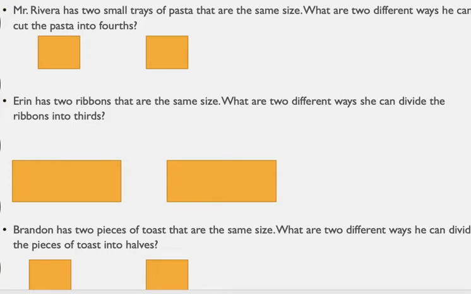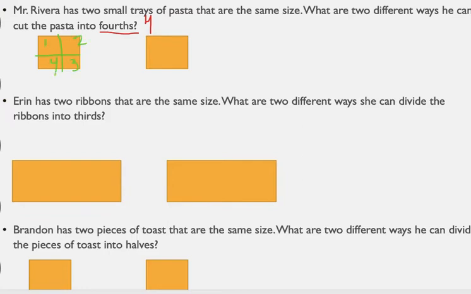This problem says Mr. Rivera has 2 small trays of pasta that are the same size. What are 2 different ways that he can cut the pasta into fourths? So right away, I'm just going to underline the fourths, and I know that that means 4. So he has 2 small trays of pasta, and that's why I have my 2 squares over here to represent the trays of pasta. And I have to divide them up into fourths, but they have to be different.